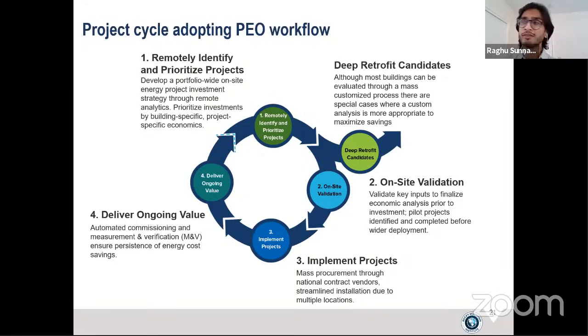The marketplace that Phil was talking about, where we want to bring in a technological solution for the owners to have an easier way of identifying market solutions, that's something that's in the pipeline at RMI. But in this presentation, I'll be primarily focusing on phase 1.